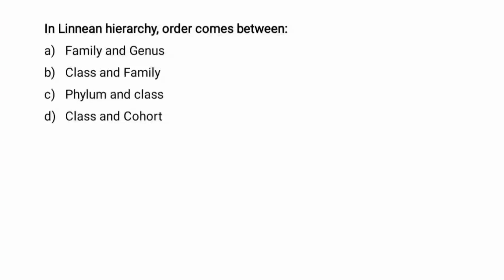The next question is, in Linnaean hierarchy, order comes between. In biology, plants and animals have traditionally been classified by structure of their bodies in a descending hierarchy of 7 major levels: kingdom, phylum, class, then order, family, genus, and species. So, order is coming in between the class and family. So, our correct option will be option B.